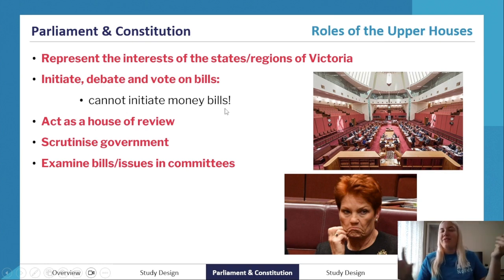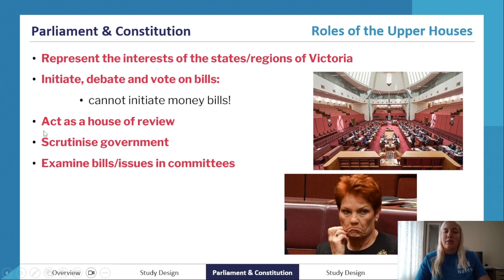Not sure if that is fair when we're talking about accurate representation of the states, but it is the way that it is set out in the Constitution. So unfortunately, that cannot be changed. Now, they also initiate debate and vote on bills if they're the house that the bill is being initiated in. However, remember this important difference: the Senate or the upper house, they cannot initiate any money bills relating to government spending and allocation of spending.